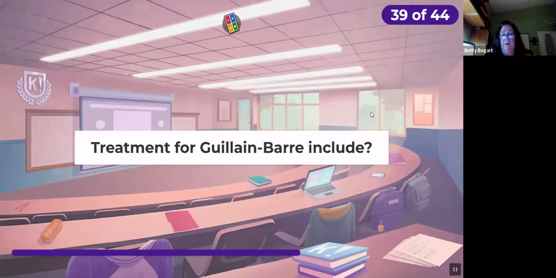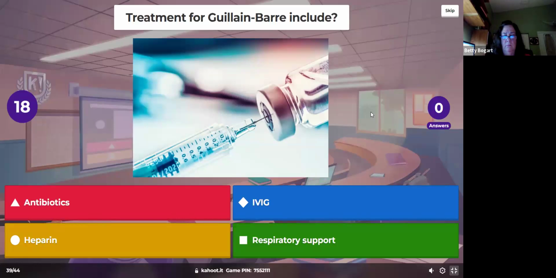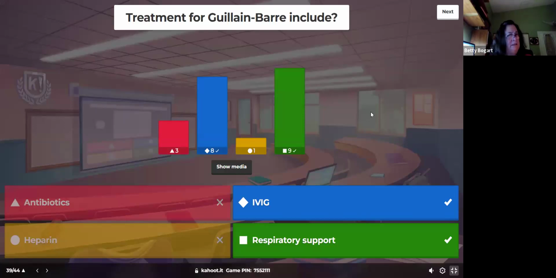Treatment for Guillain-Barré includes... what causes Guillain-Barré? So it's not a bacteria that causes Guillain-Barré. They think it's some sort of viral illness from an upper respiratory infection, but I'm not sure. Something with the immune system happens. So we give IVIG to help the body give itself some more immune support. And because their phrenic nerve stops working, they're going to be on respiratory support until they start breathing again by themselves. Now, is treatment for Guillain-Barré heparin? We might be on it to prevent blood clots, but it's not treatment for exactly Guillain-Barré.